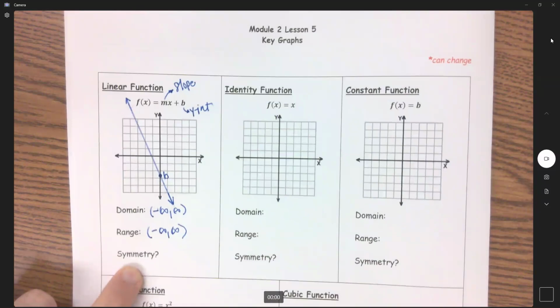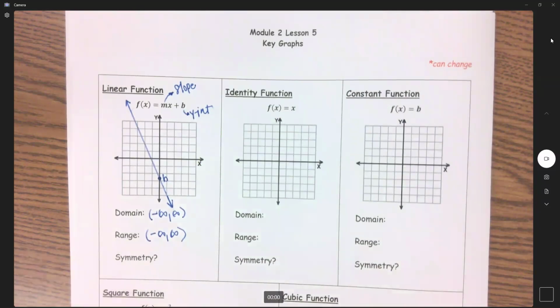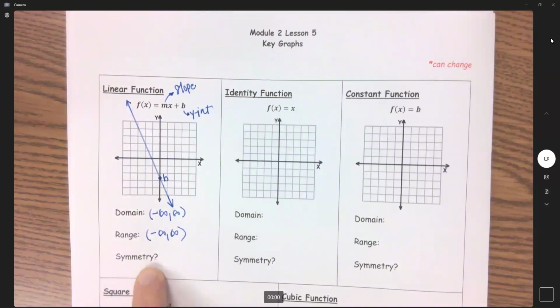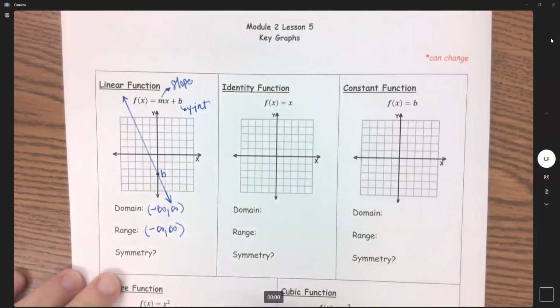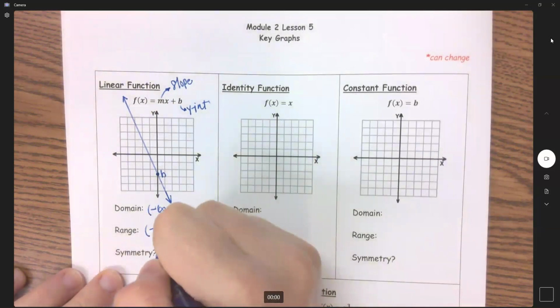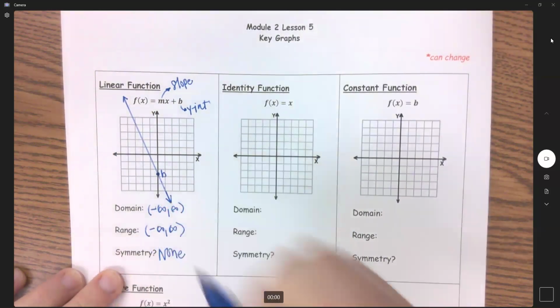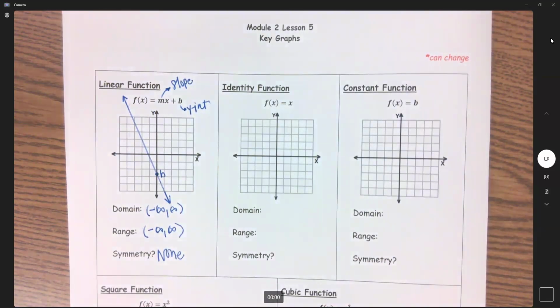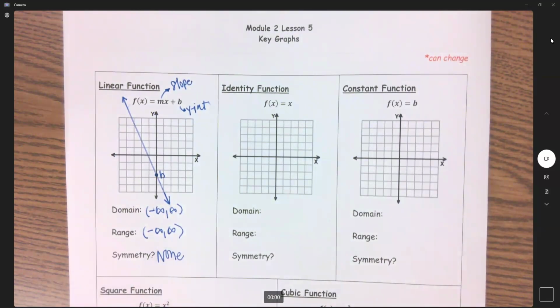Now, symmetry is actually going to be two lessons from now. So I don't really expect you to 100% get the symmetry yet, but I do want to just introduce it and talk about it while we're talking about these key graphs. So this one here has no kind of symmetry. We have x-axis symmetry, y-axis symmetry, and origin symmetry, and that one doesn't have any of those.